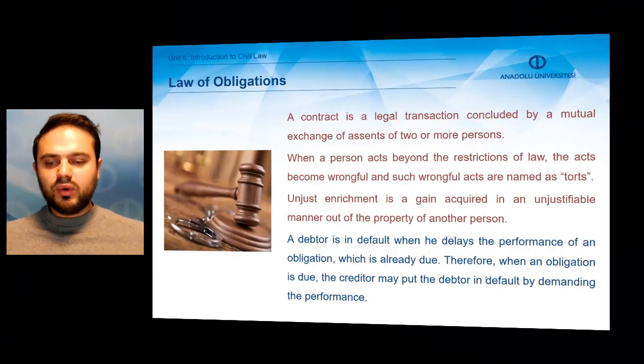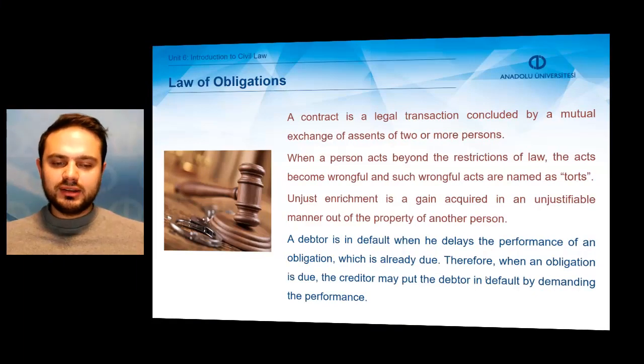What are the sources of obligation? Let's see. Contracts, torts, and unjust enrichment. A contract is a legal transaction concluded by a mutual exchange of assents of two or more persons. When a person acts beyond the restrictions of law, the acts become wrongful, and such wrongful acts are named torts. And the last one, the third one, unjust enrichment is a gain acquired in an unjustifiable manner out of the property of another person.